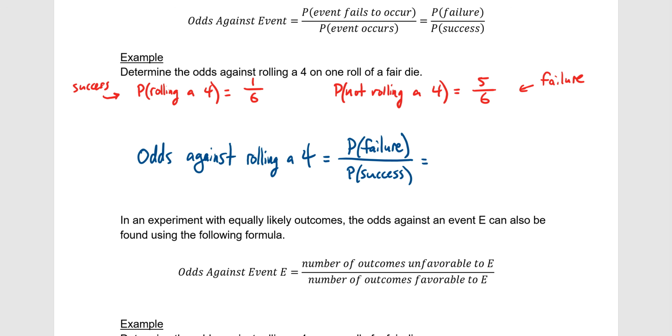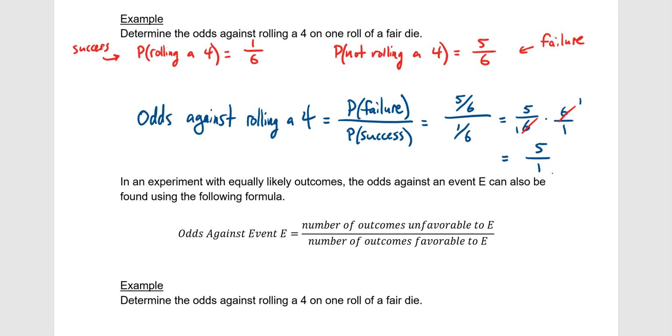So we are going to divide these. We do failure, 5/6, divided by 1/6. When we are dividing fractions, we have to remember the phrase keep, change, flip. We keep the first one the same, change it to multiplication, and we reciprocate or flip the second one. The 6's will cancel. 6 divided by 6 equals 1. So we're left with 5 times 1 over 1 times 1, which gives us 5 over 1. So the odds against rolling a 4 are 5 to 1.